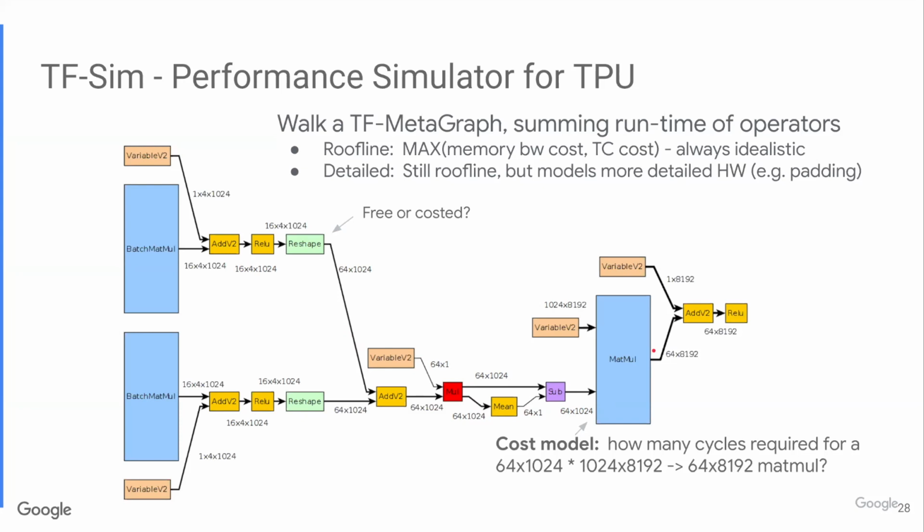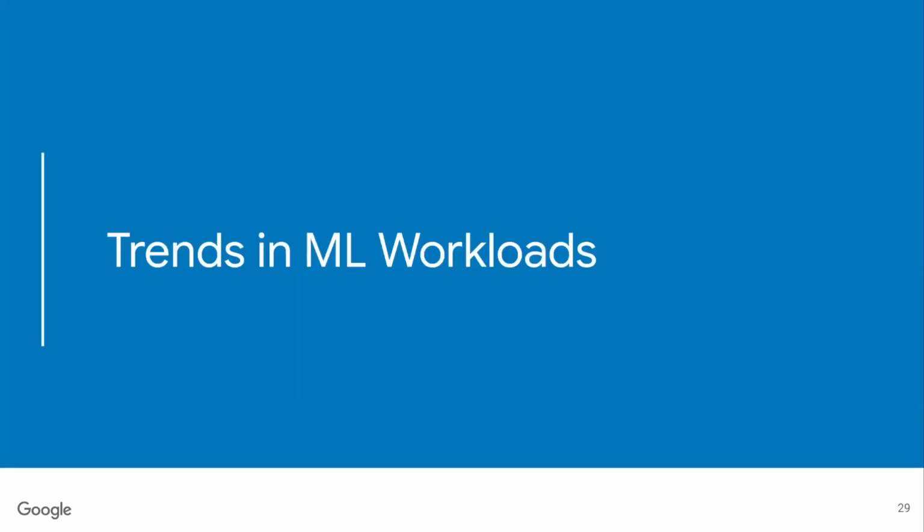This basically gives us the equivalent of a VPR in TPU architecture, because we can play around with all the different parameters of the system, run a simulator across many different workloads, and compute that magic perf TCO for a proposed change to the hardware.